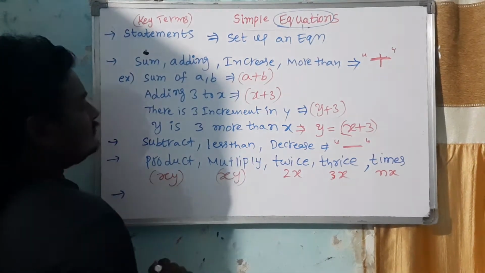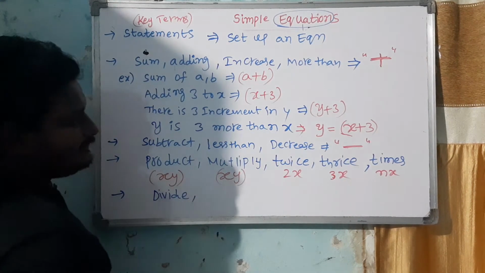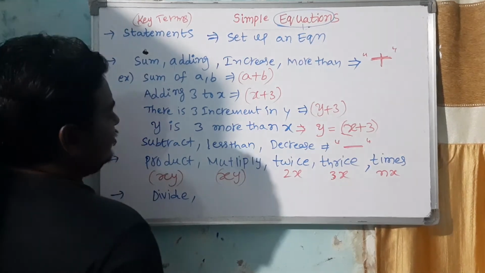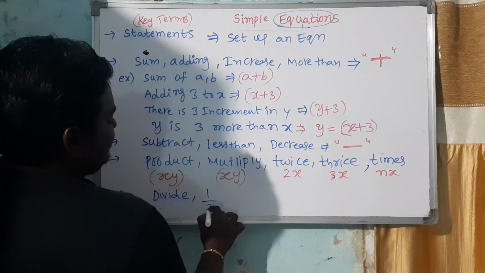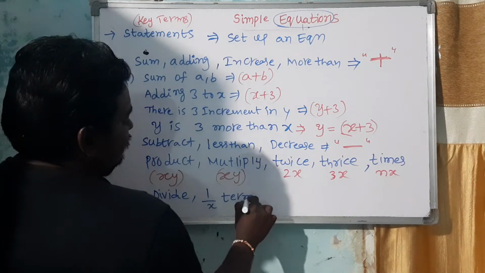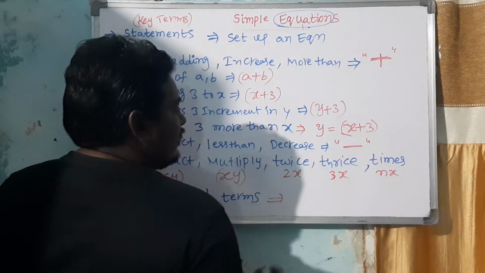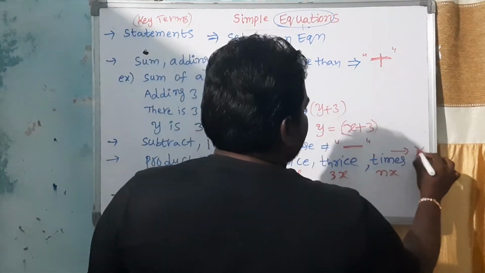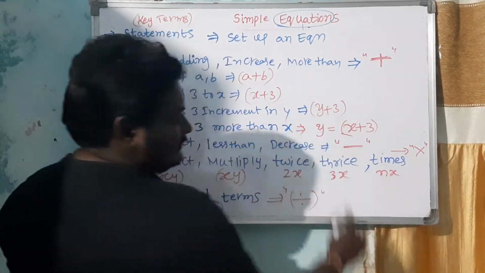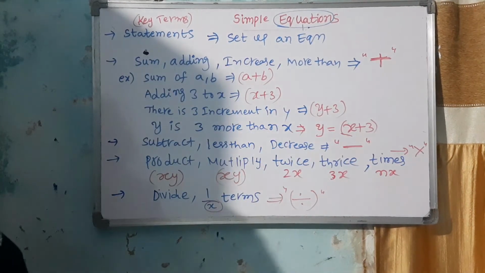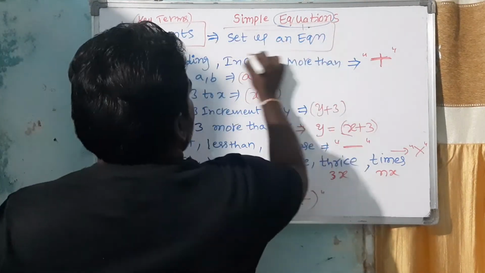Next, you can divide. 1 by x terms means dividing with x. So this comes under multiplication, and this comes under division. That's it. These are the key terms if we are converting statements into equations.